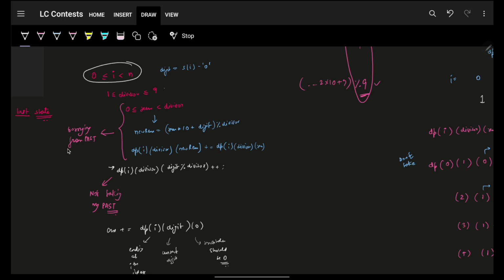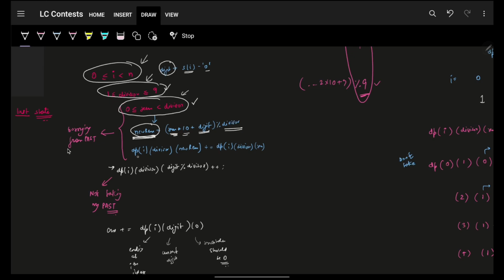Now I told you that when I try for all the divisors, I need to know the previous remainder. So for the previous remainder, I will again try all the possible values. And then I will find the new remainder, with this divisor and this as the previous remainder. What should be the new remainder? The new remainder will be the existing remainder multiplied by 10 plus the current digit. How will we find that? The current digit is nothing but s of I minus 0, and doing a mod with the divisor. This will give me the new remainder.